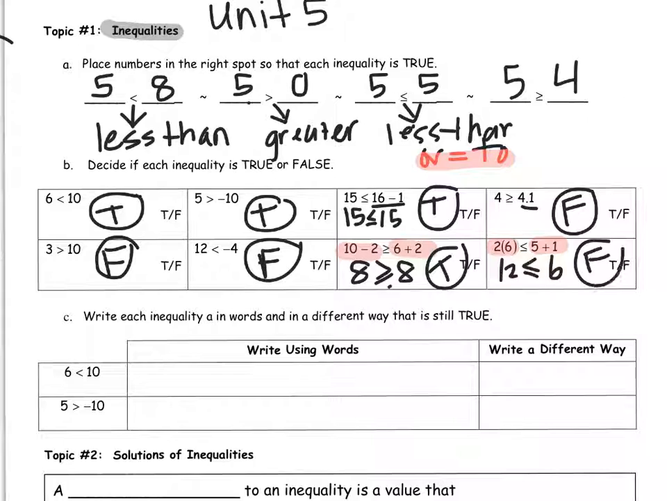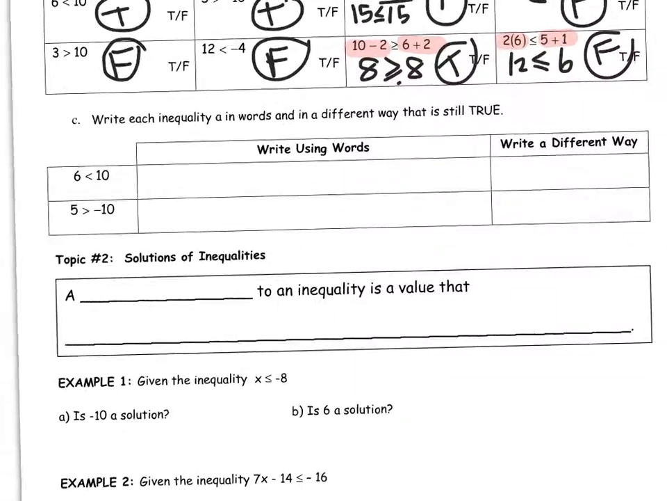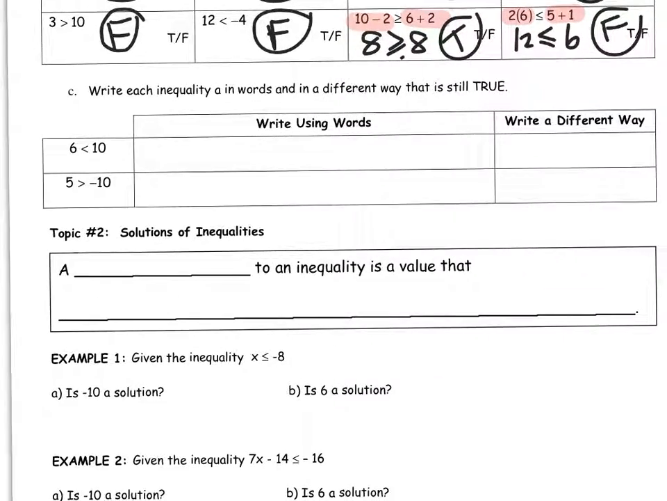That's false. Alright, next we are going to write each of these inequalities using words, and also we're going to write them a different way that is still true. So, the first one in words looks like this. 6, I should have the word is. 6 is less than 10. Now that's a true statement. 6 is less than 10.